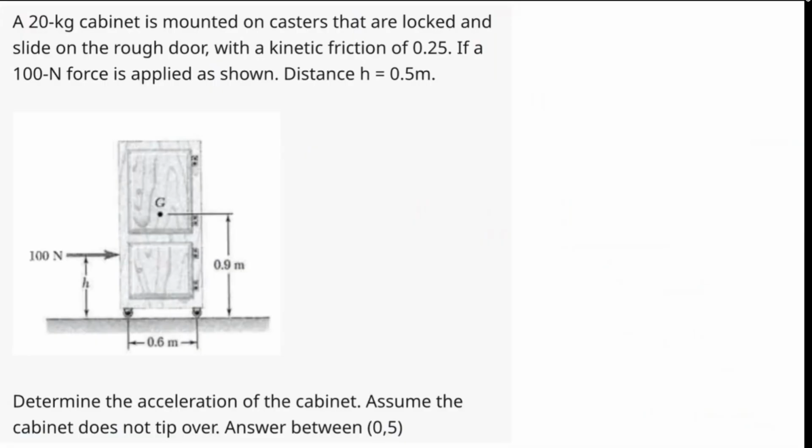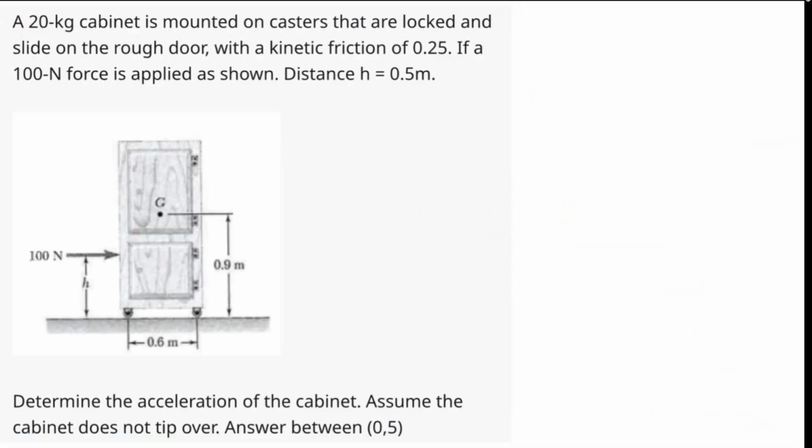This is a little bit of a simpler problem. It's on the homework, but I see it was causing some trouble, so we can actually go over it here. So a very important thing about this problem, we'll get into it, right? A 20 kilogram cabinet is mounted on casters that are locked and sliding on the rough, I'm pretty sure that should say floor, not door, with a kinetic friction of 0.25.